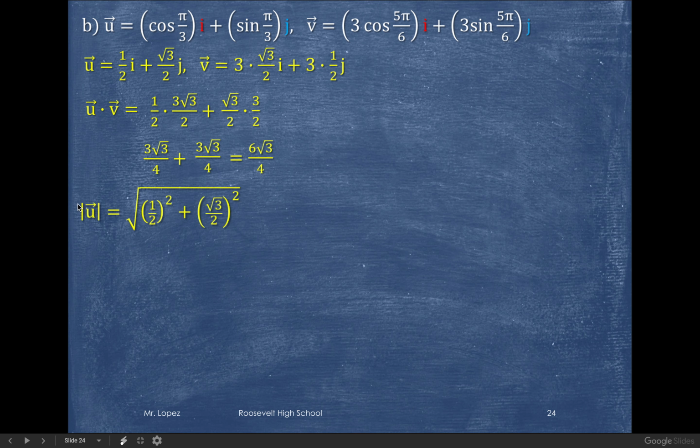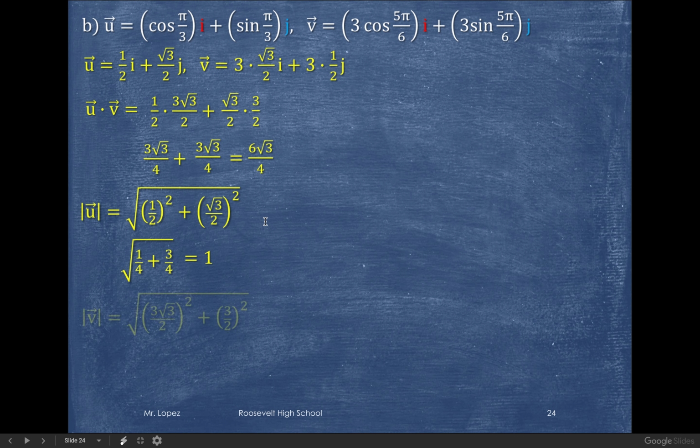Let's go ahead and calculate the magnitude of vector u. What I'm doing is I'm just plugging the x component and the y component into the formula. This is going to turn out to be 1/4. This is going to be 3 over 4 because the square and the square root cancel out. So it would be 1/4 plus 3/4, and that's going to be 4 over 4, which is 1.